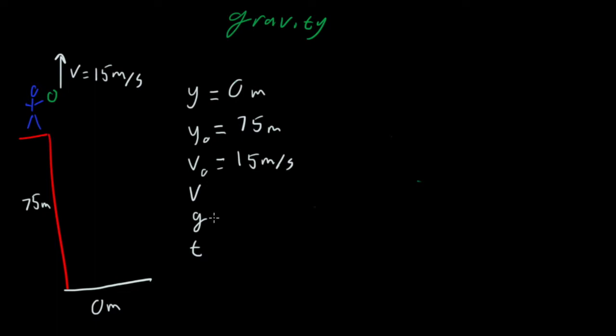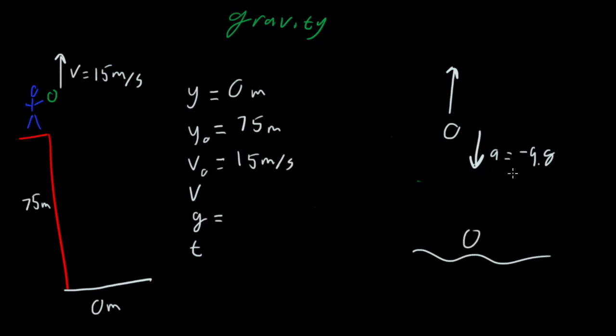I don't know my final velocity, but I do know that this is going to be falling. While an object is rising, it is going to be experiencing a downward acceleration equal to negative 9.8 meters per second squared. It does not matter which direction this object is moving, it will be experiencing a constant pull, a constant acceleration as long as it is in the air. Until it hits the ground, it is going to be falling with an acceleration of negative 9.8.